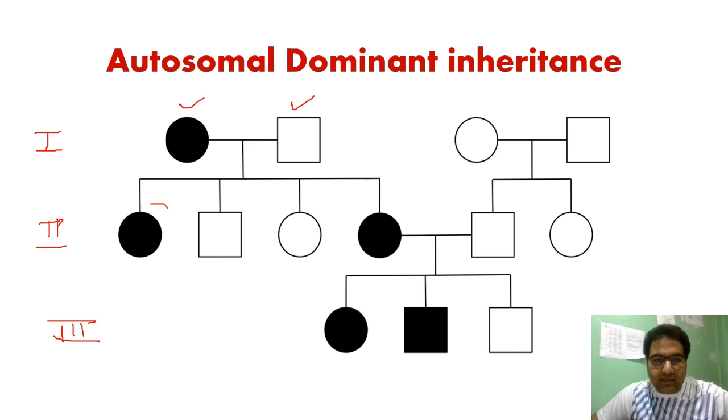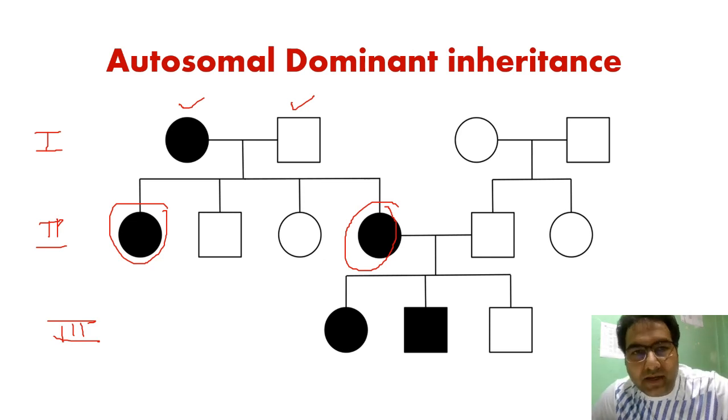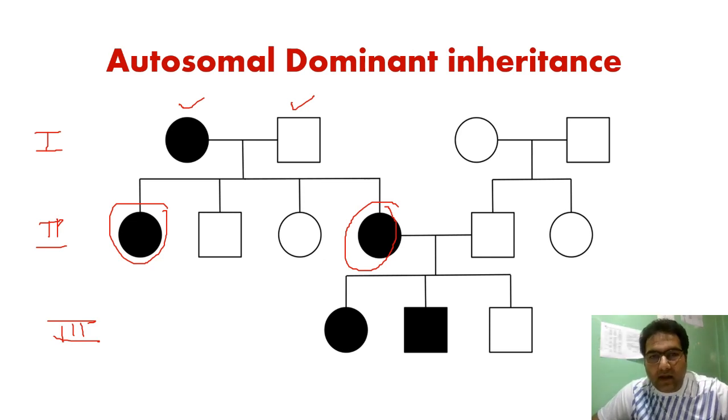So here we are seeing that this is 1 and this is 2, 50% of the offspring are affected, indicating that the affected individuals are heterozygous. The trait affects both sexes almost equally. So it is not that it affects only one kind of sex. No, it affects both sexes equally. The trait is transmitted by either sex. It can be transmitted either through the female or through the male.